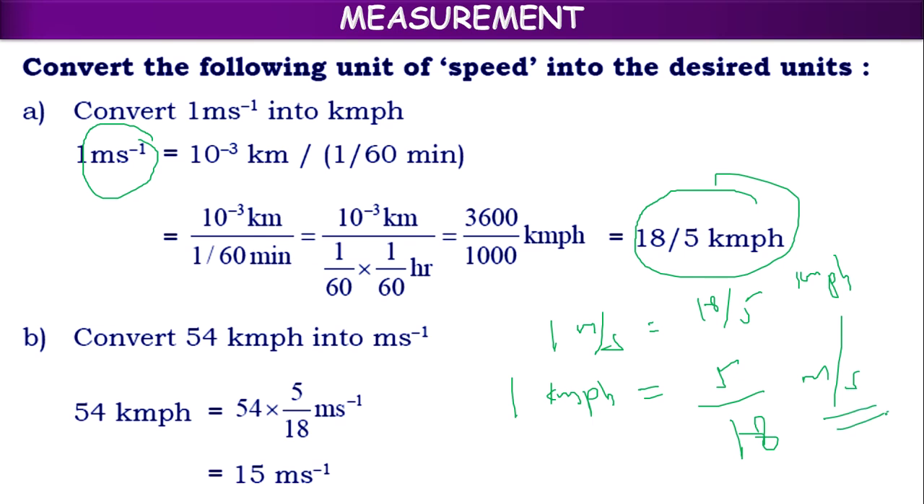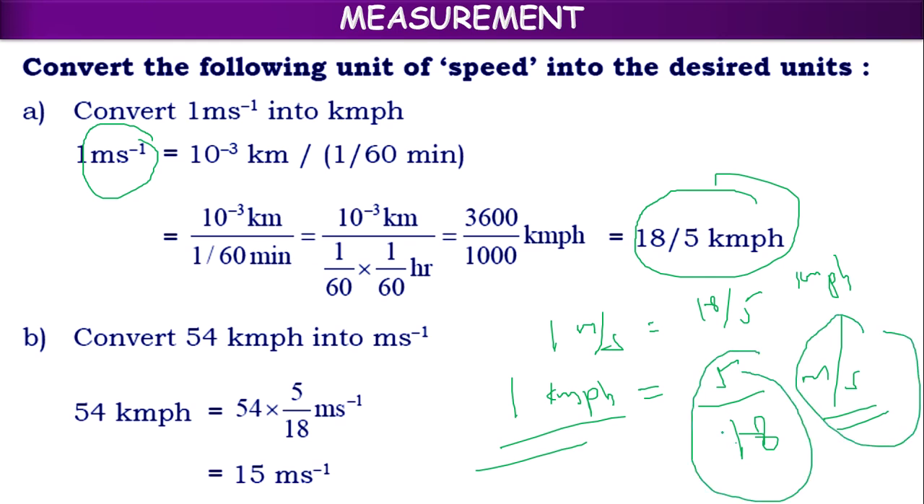Directly we can take the values. So whenever you are converting kilometer per hour into meter per second, you have to just multiply the given number with 5 by 18. If you are changing meter per second into kilometer per hour, then you have to multiply with 18 by 5.